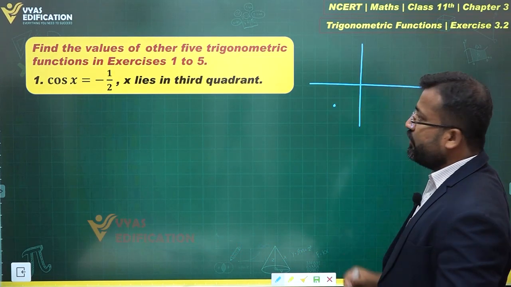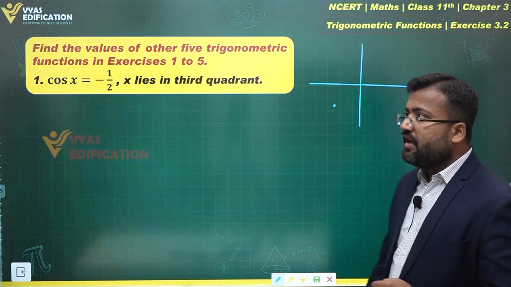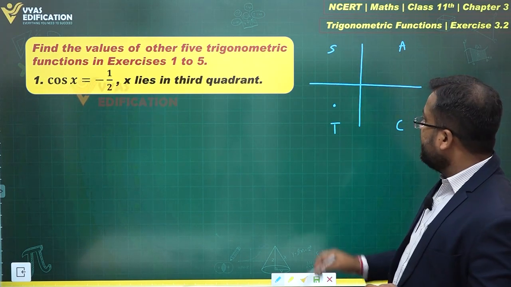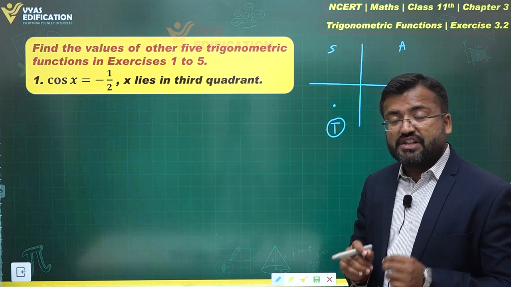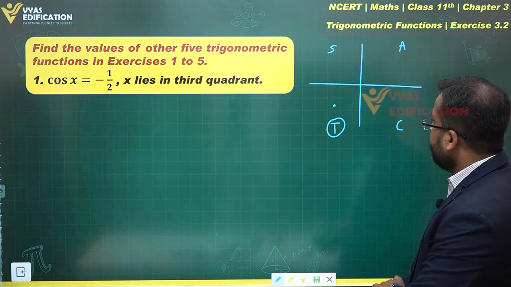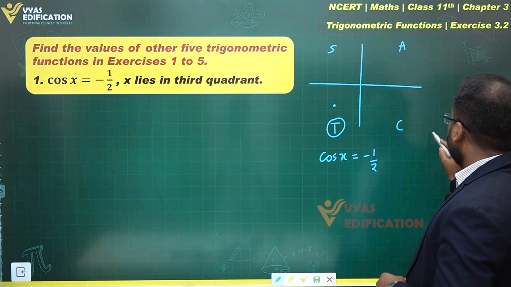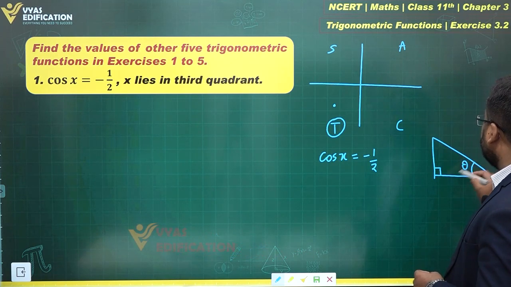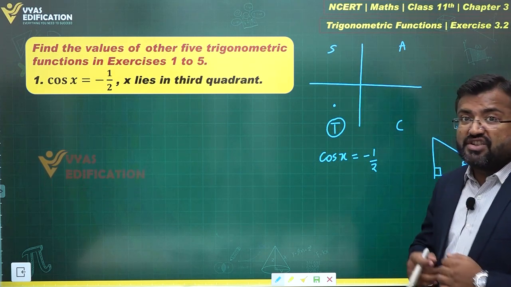X lies in the third quadrant over here, and which trigonometric functions are positive and which are negative in this quadrant? When we talk about our ASTC rule, we know that tan and cot are the 2 trigonometric functions which are positive in this quadrant, and the other 4 trigonometric functions would be negative in this quadrant, right? Cos x is equal to minus 1 by 2, or you can say that if you had a right angle triangle where this angle is theta, cos theta would be half for that matter. We'll have to consider the modulus value, the positive value of that.